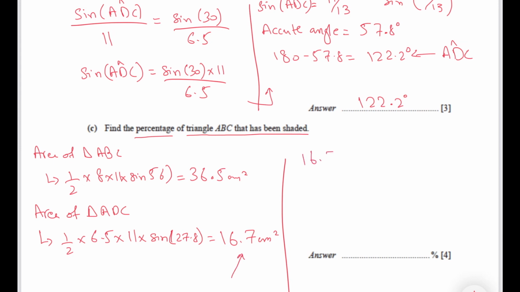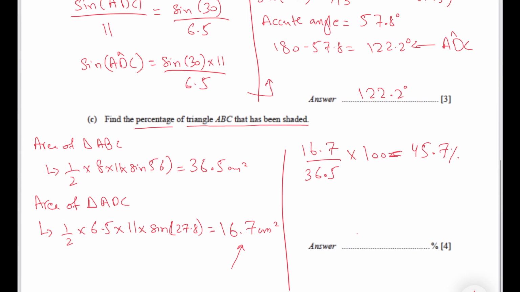Since we had to find the percentage of the shaded area, this is the shaded area, so we do 16.7 divided by the total area, that is 36.5, and multiply this by 100. Let's see what we get. I was about to multiply it by 1000, but that's not what we have to do. Divide this by 36.5 and times 100, and the percentage area that comes out is 45.7%. So you write your answer over here, 45.7, and we're done with the question.